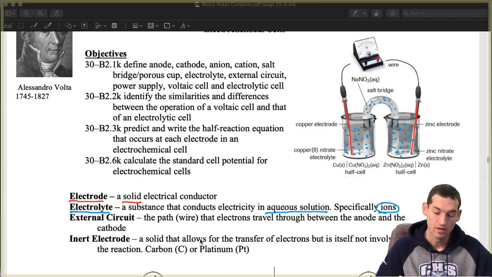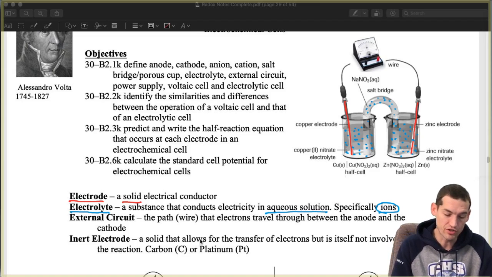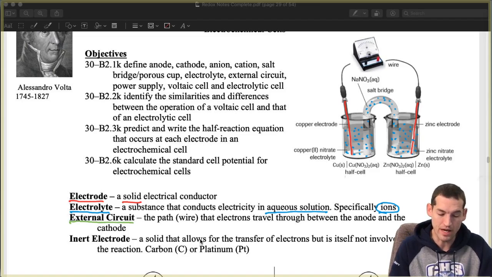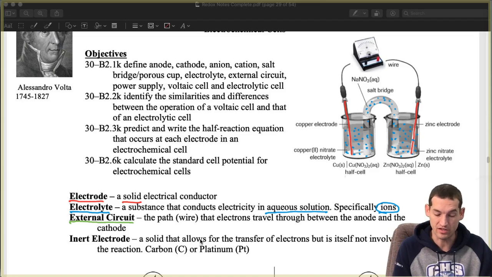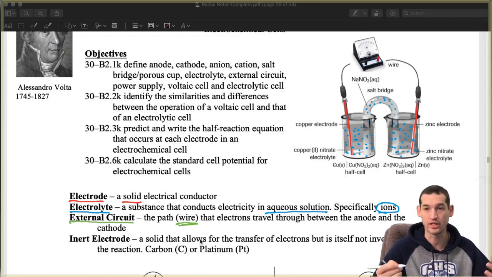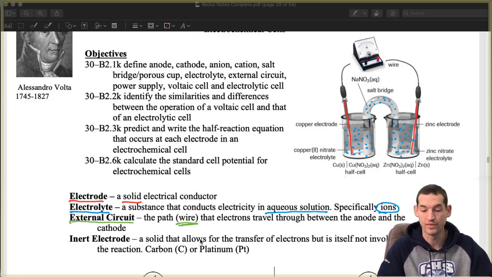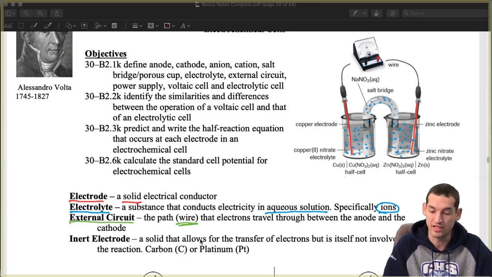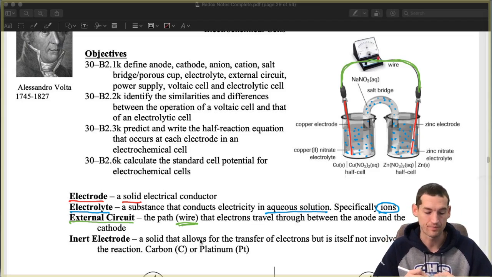The next one is the external circuit. The external circuit is the path where the electrons actually are going to travel. In this case, it's the wire, and it's external. So we're not talking about electrons flowing inside the system. We're talking about it flowing from this side, let's say, for example, the zinc electrode over to the copper electrode. It's through that wire. That's the external circuit that we're talking about.